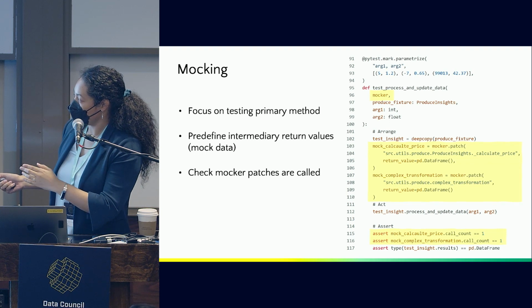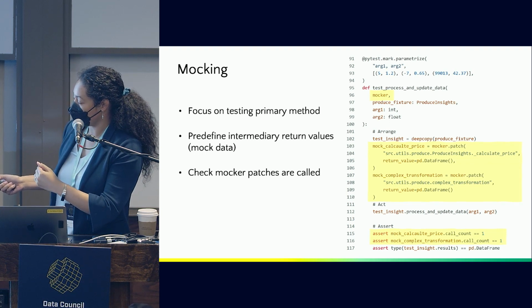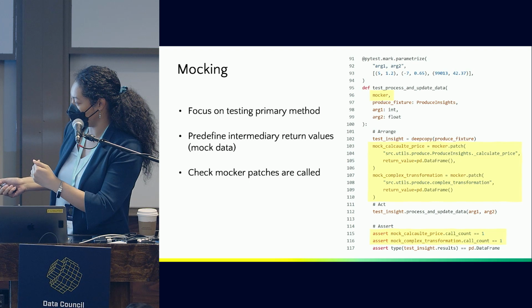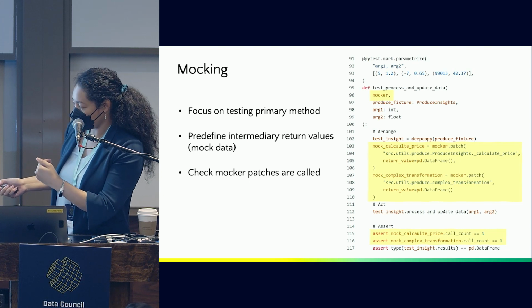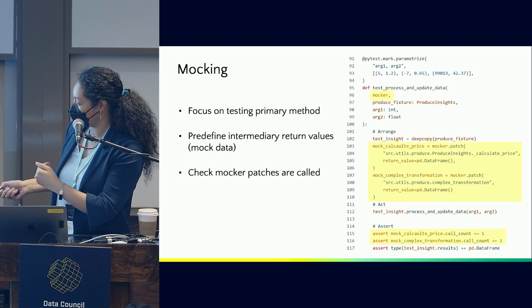And so when it comes to these mocker.patch calls, we want to make sure that they're actually called, and that's what we can do in the assert section, in addition to asserting that the actual outcome is what we expect it to be.